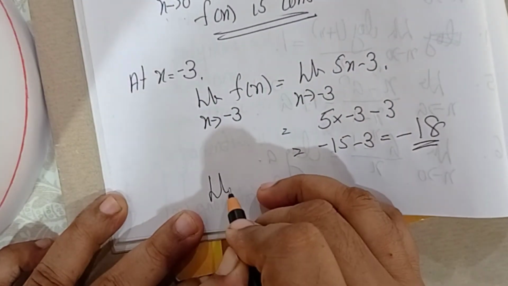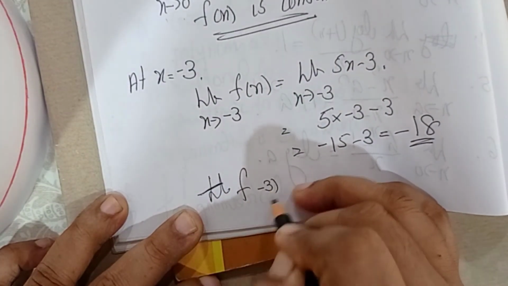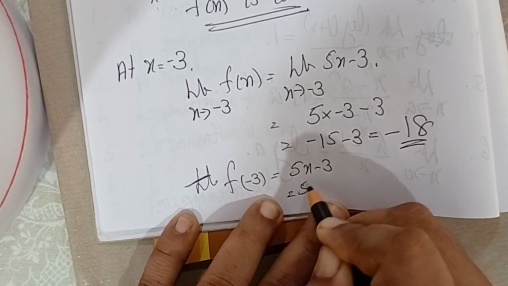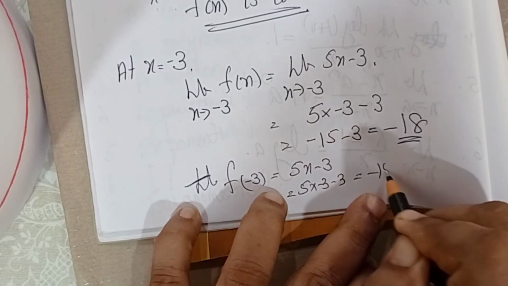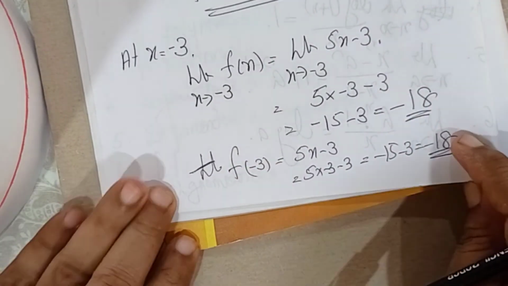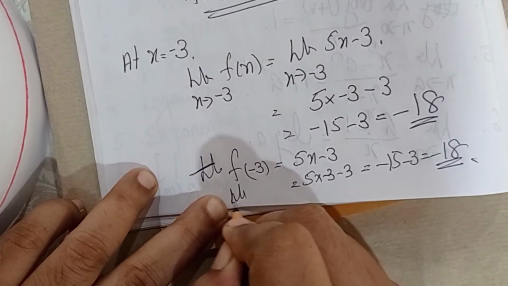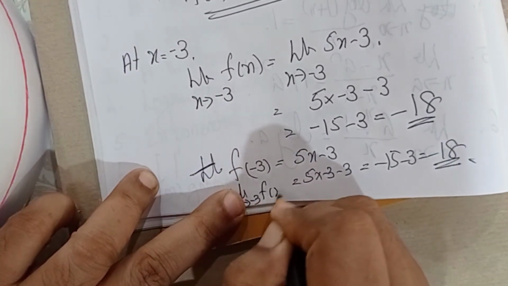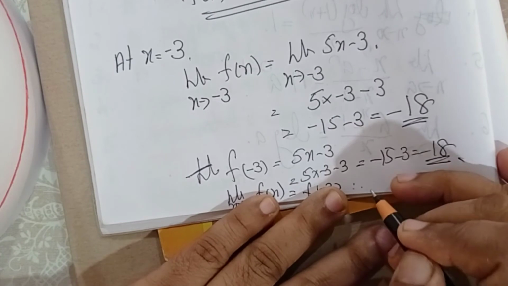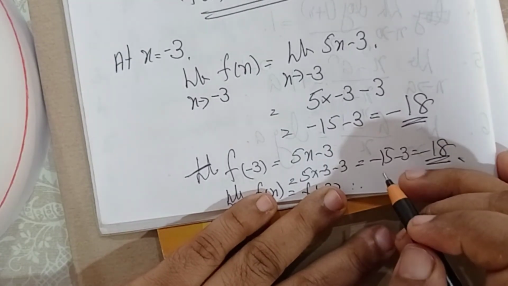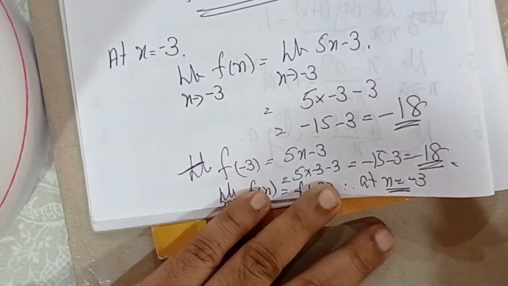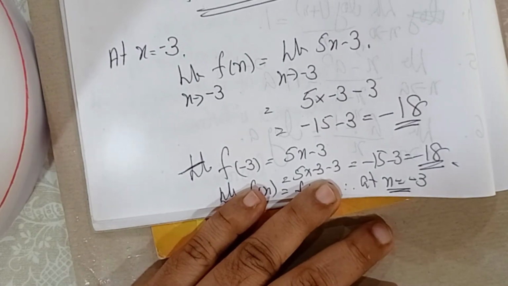Then you have to find f of minus 3 directly. What is f of minus 3? The function is 5x minus 3. 5 into minus 3 minus 3. That is minus 15 minus 3. That is also minus 18. But here the last sentence is very important. Limit x tends to minus 3 f(x) is equal to f of minus 3. Therefore, not to forget that, copy that sentence. f(x) is continuous at x equal to minus 3.